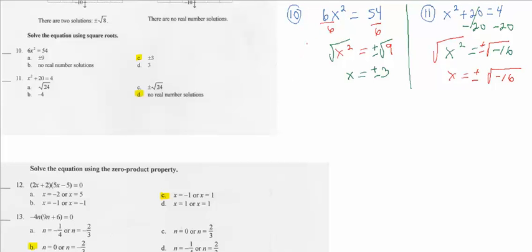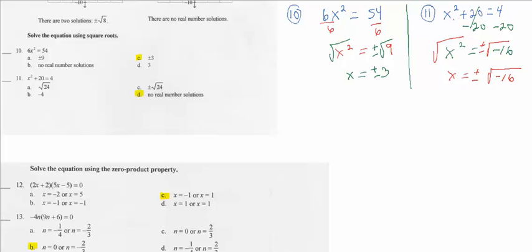Okay, so number 10, I wrote my equation. There's no perfect square within 6 or 54, so I divide it by 6, I divide it by 6. I get x squared is equal to 9. I took the square root of both sides, plus or minus 3.